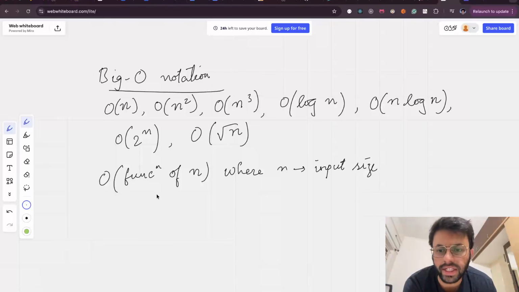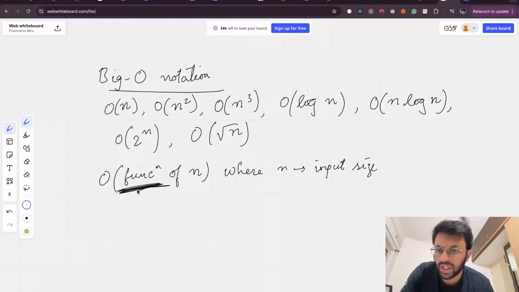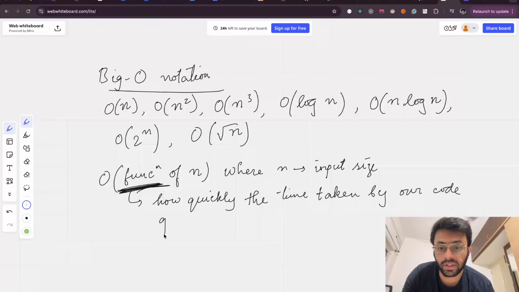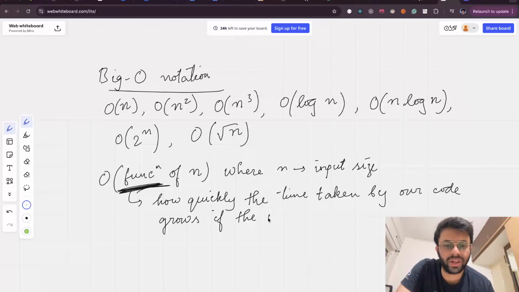So what does this function tell us? This function tells us how quickly the time taken by our code grows if the input grows. Okay. Don't worry, this may seem a bit confusing, but we will quickly cover this.